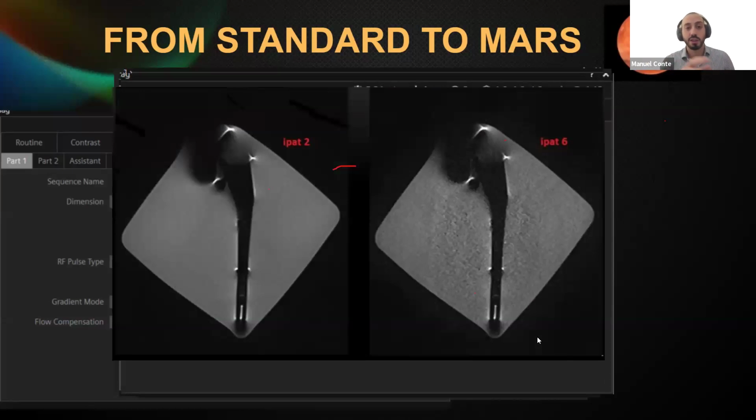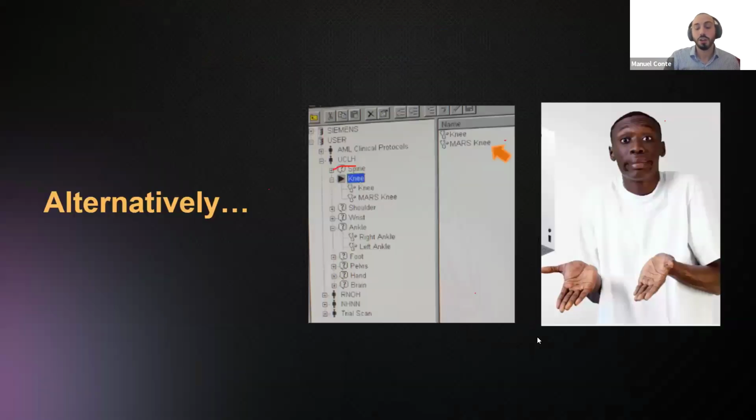This is just an image that shows when we use parallel imaging, you need to be very careful, because if you increase the iPAT from 2 to 6, as you can see, the SNR goes down and the images are more grainy. Or otherwise, instead of doing all this, just take a MARS protocol, which is much faster.